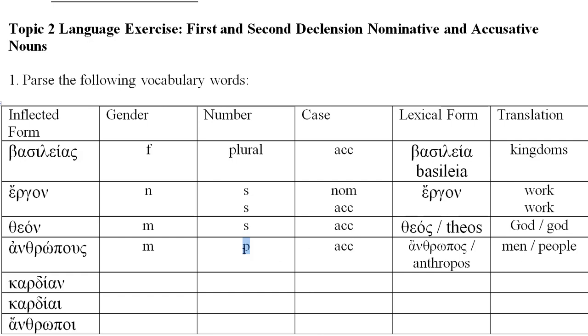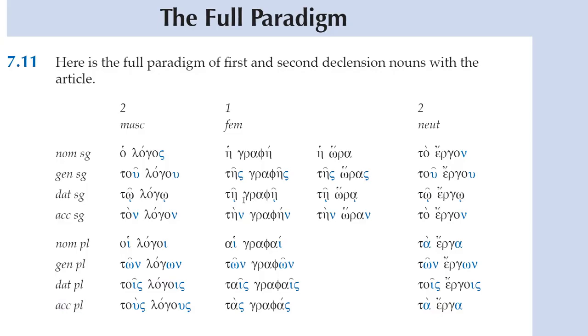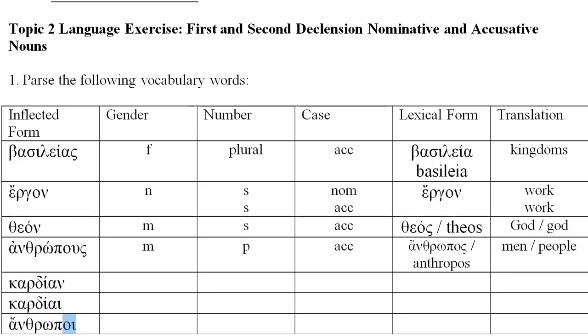But notice that the plural says that it has to be a plural. Okay, I will leave the rest for you. Notice that down here we have anthropoi, and so the stem is the same as the one we just did, but it has a different ending. So you're going to need to go and look up the ending. You're going to need to look for that omicron iota ending, and that will help you then to parse that word. Here we have cardion.